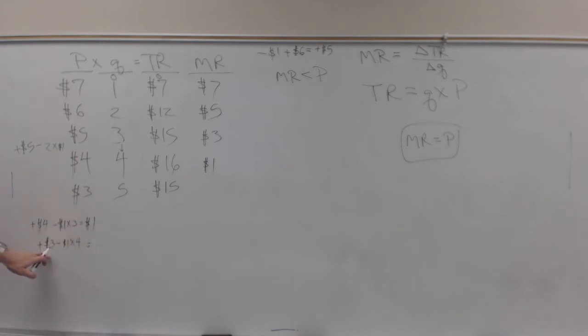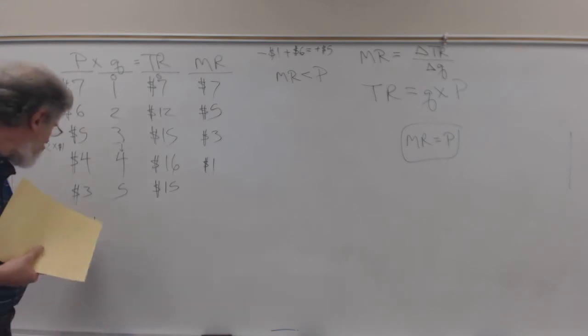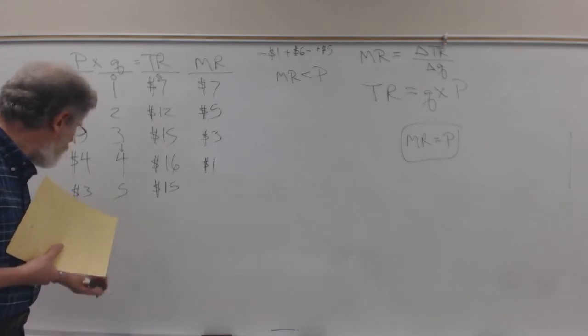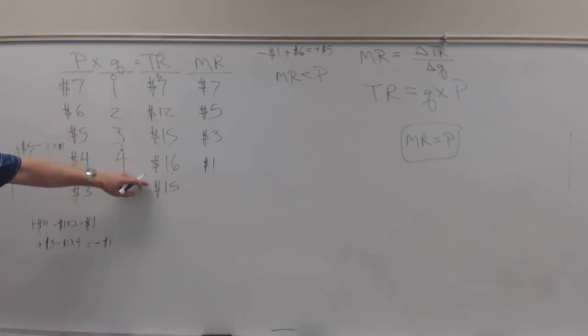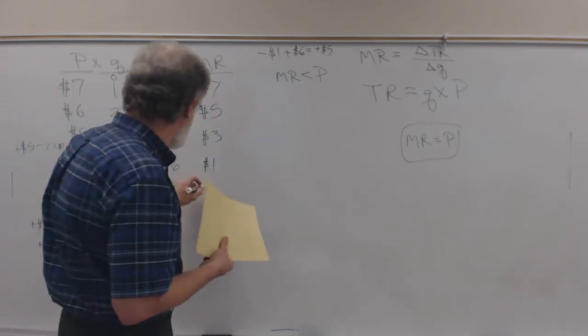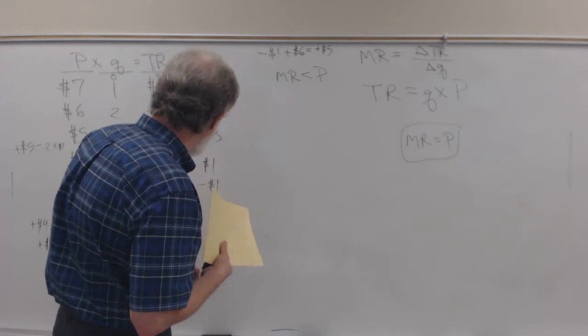You're gaining $3 by selling an extra one. The change in total revenue then is minus $1. And that's exactly the change we see here. Total revenue goes from 16 to 15. So marginal revenue is negative.